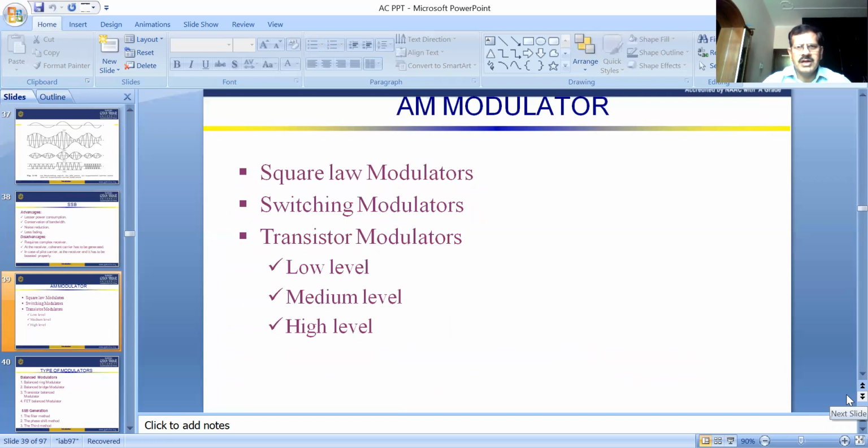Now we discuss the different modulators which are generally used for the modulation process. There are different types of amplitude modulators. First one is square law modulators. Second one is switching modulators. Third one is transistor modulators. And the transistor modulators are also divided into three types: low level, medium level, and high level. So these are some amplitude modulators.